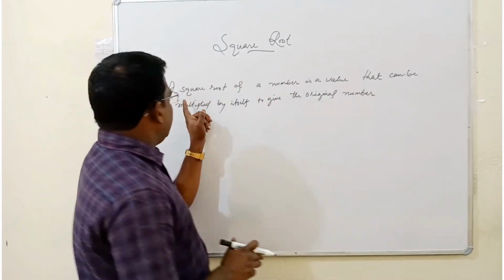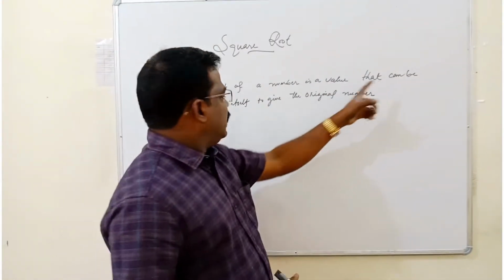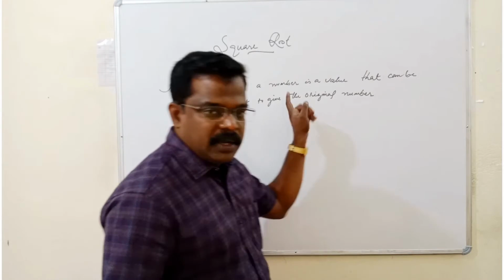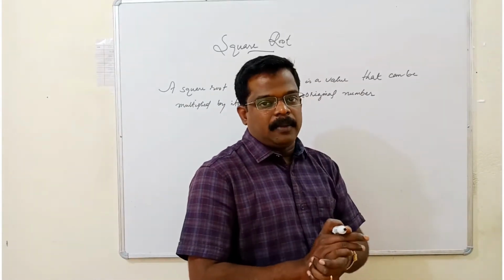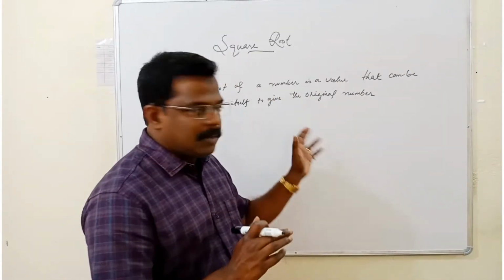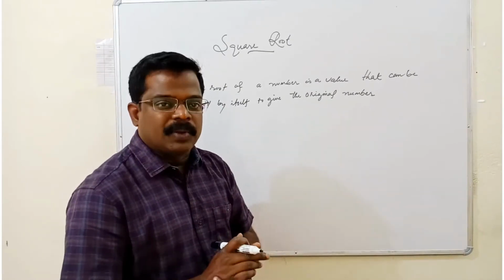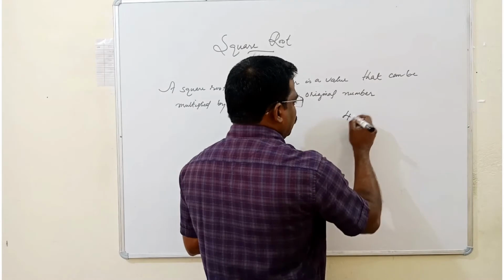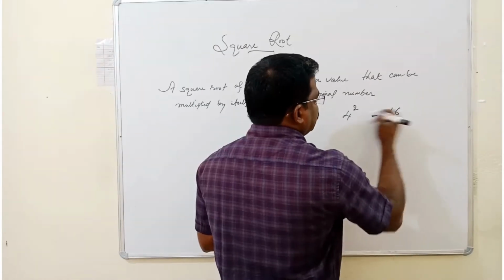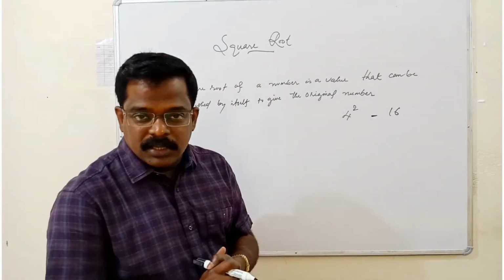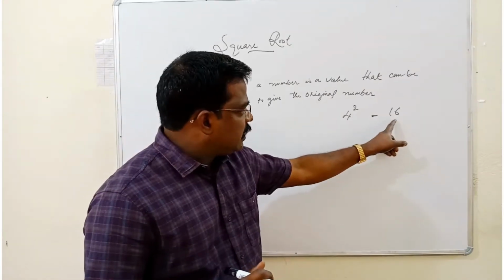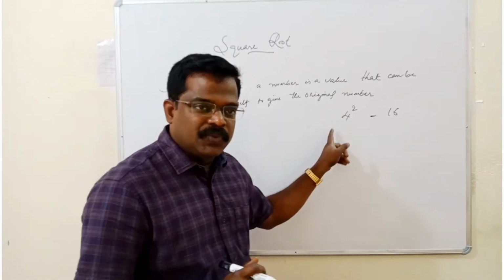Let us see. A square root of a number is a value that can be multiplied by itself to give the original number. So let us see one example for that. If you know the square of a number, you can easily find the square root also. So here 4 square equals 16. So we can say that the square root of 16 is 4.